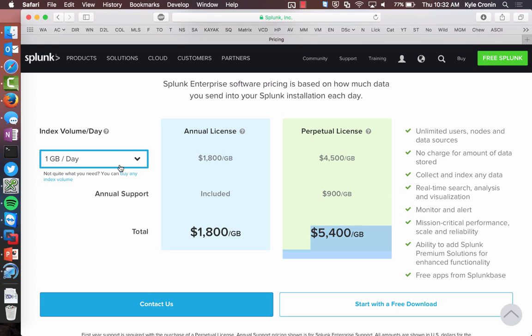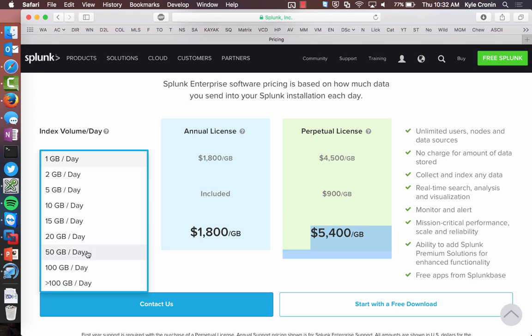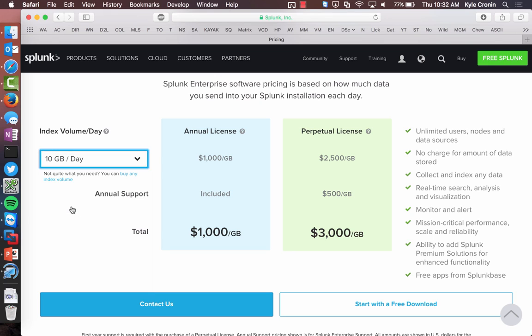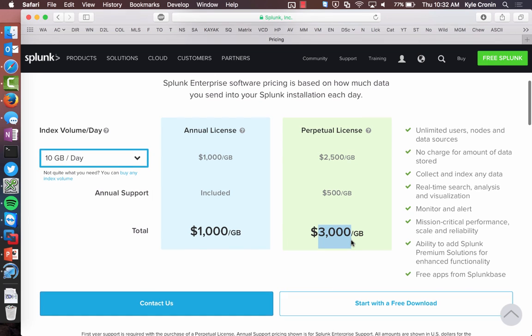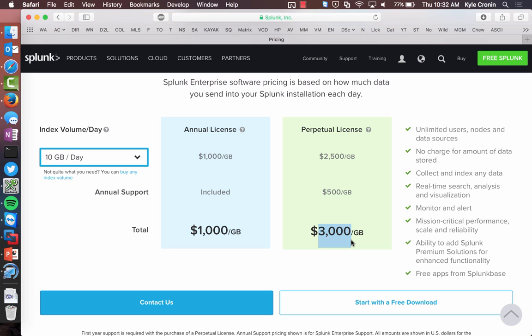So let's do, we'll even do 10 gigs. The price of a perpetual license goes down to $3,000 per gigabyte. So what's this license going to end up costing us? Do the math, 3,000 times 10. That'd be a $30,000 purchase that you get to make. So pretty expensive. Or you can just pay the annual $10,000 a year kind of thing.